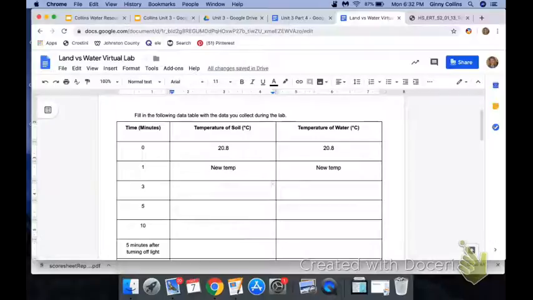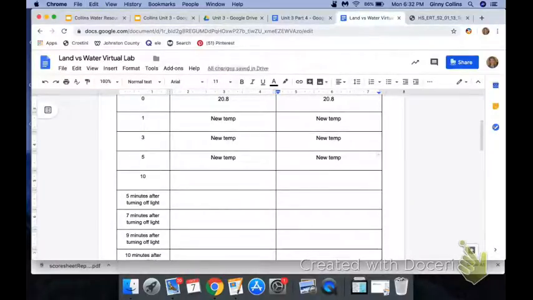Whenever that timer hits 3 minutes, you again write down whatever the new temperature is for both of them. Do you stop the timer? No. Keep it running. When it hits 5 minutes, you write down whatever the new temperature was, and then 10 minutes, same thing. You write down the new temperature.